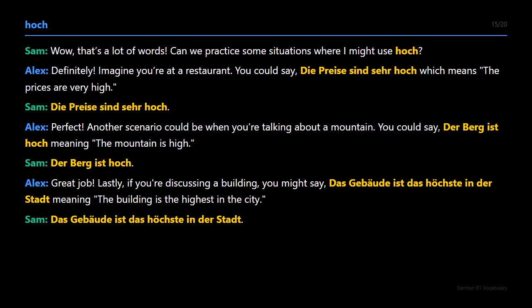Great job. Lastly, if you're discussing a building, you might say, Das Gebäude ist das höchste in der Stadt, meaning the building is the highest in the city. Das Gebäude ist das höchste in der Stadt.